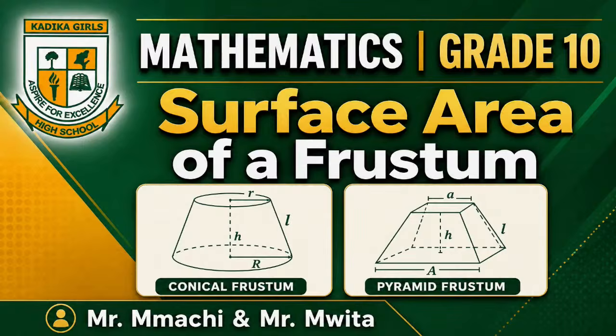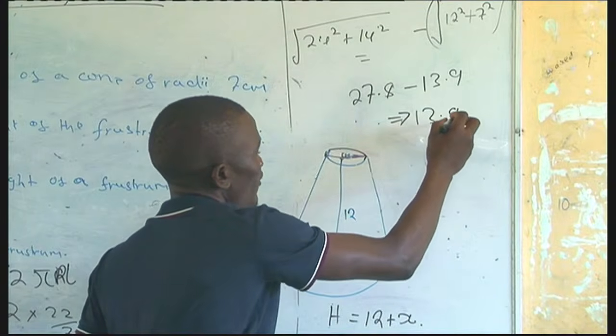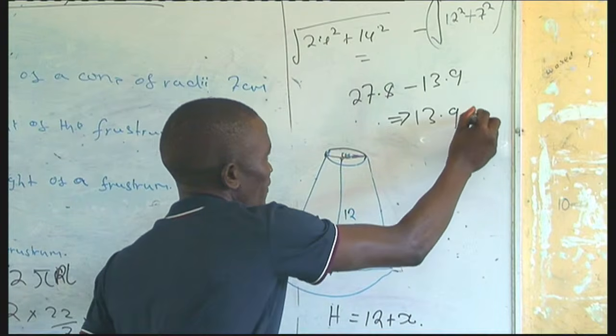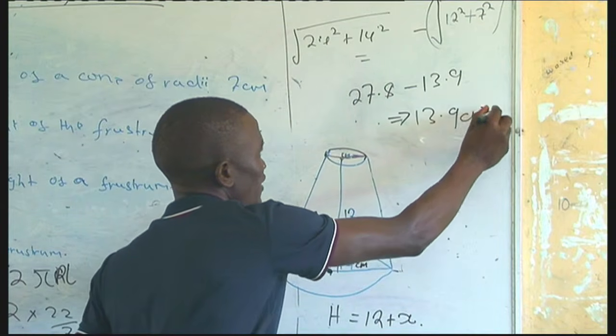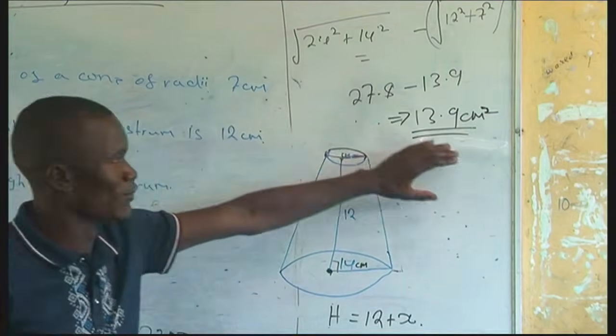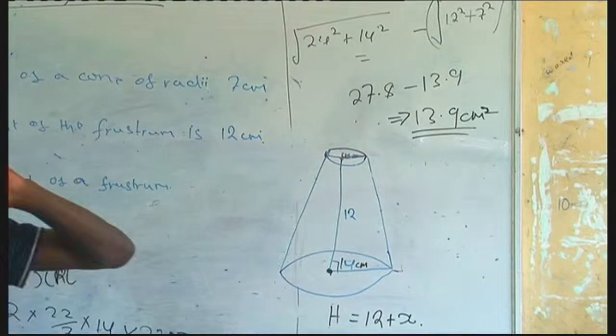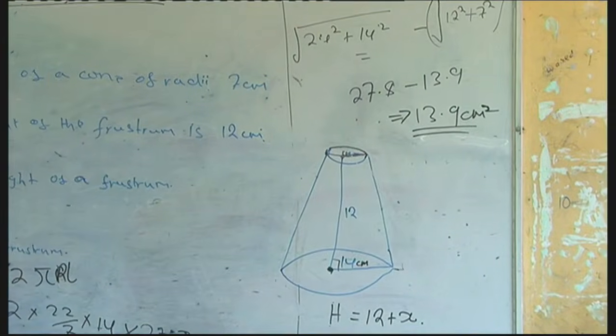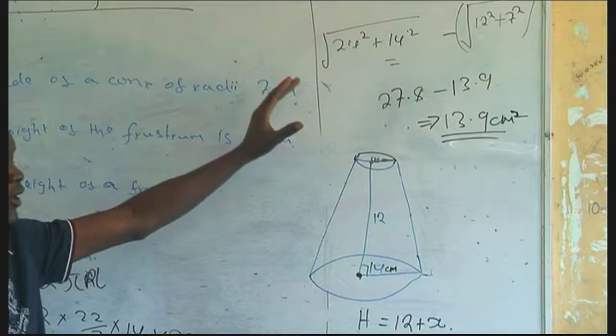Okay, Munga. Thank you for your answer. The answer here is 13.9 centimeter square. Now that's how we calculate the surface area of a frustum.